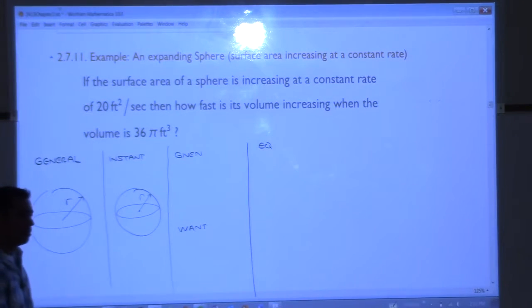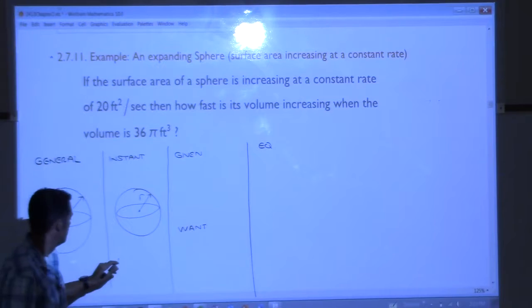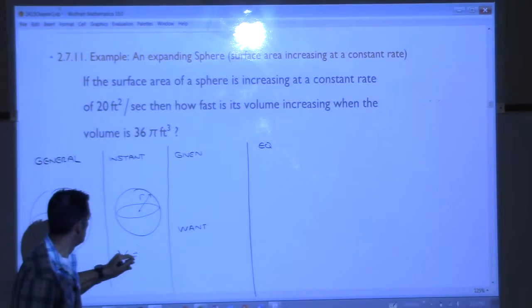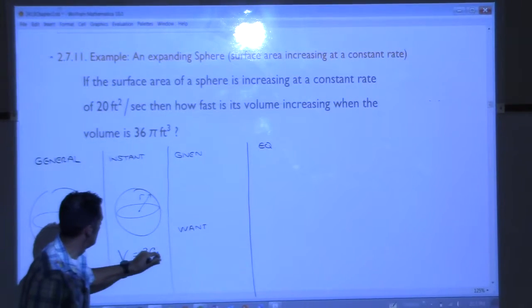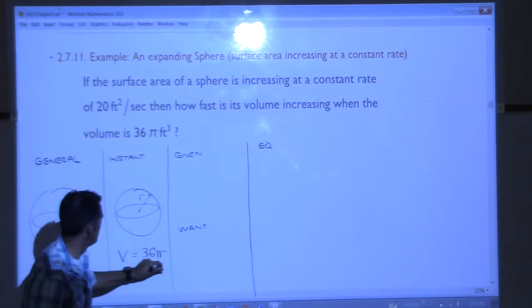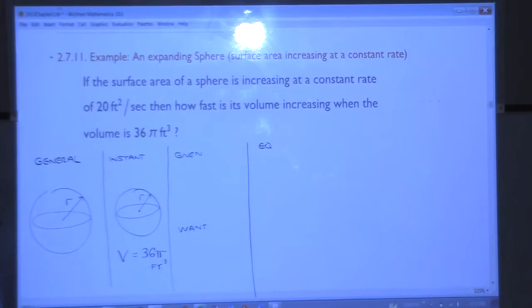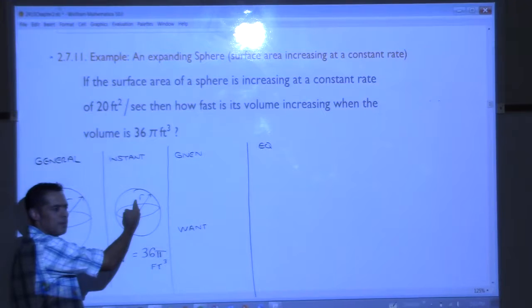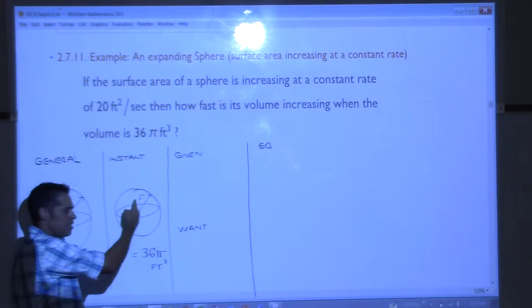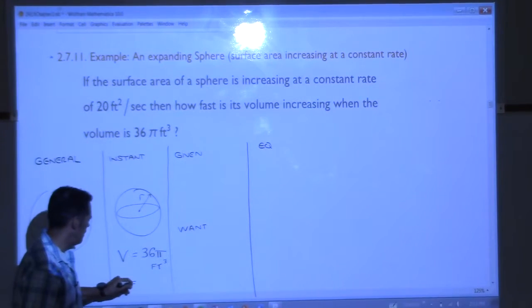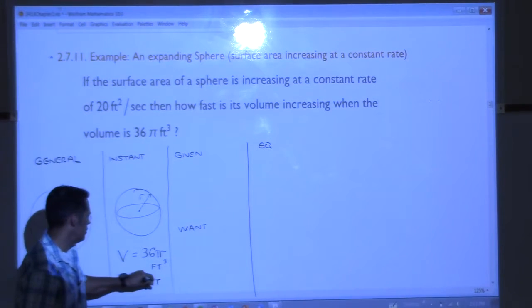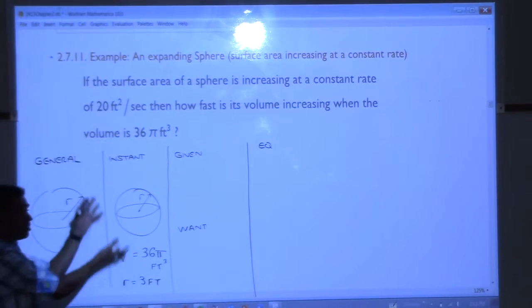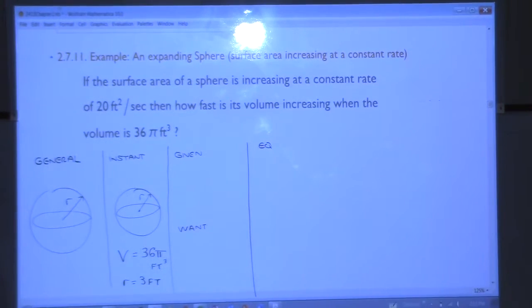So here, volume instead of surface area. Understand that? Okay, 36 pi cubic feet. All right. Now, isn't that the same volume we had on the previous problem? It is. So we know what the radius is going to be here because we already did this in the previous problem, right? The radius here is what? 3 feet. So we actually know a lot of information about what's happening at the instant in time.